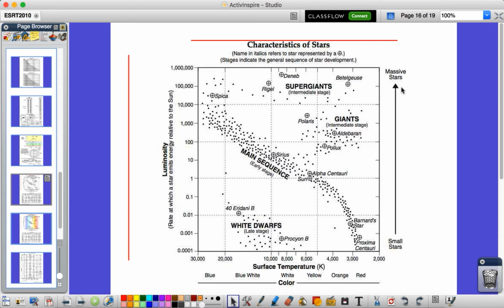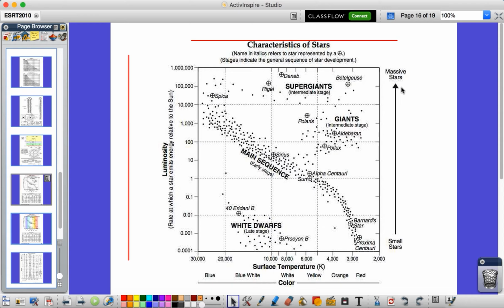Okay, now we're going to learn how to use the HR diagram of your Earth Science Reference Table. A number of years ago, two scientists named Hertzsprung and Russell decided to do an interesting graph of all the stars in our neighborhood. They plotted on a graph the star's temperature versus the luminosity.